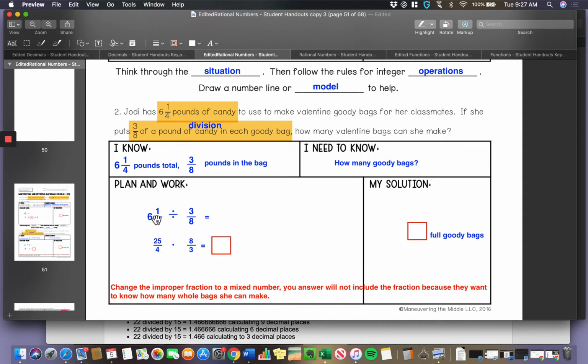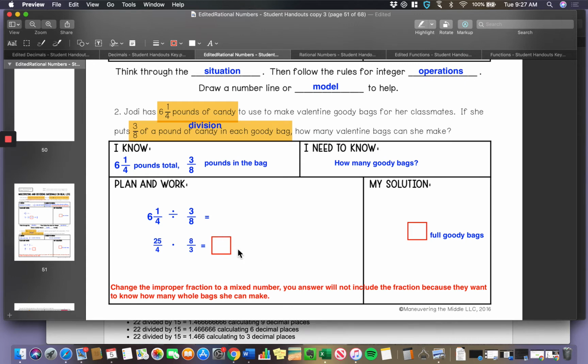So it's keep the first fraction, change the sign, and flip your second fraction. Keep, change, flip. And again, you're going to be multiplying your numerators right across and your denominators right across. Now, I wrote a note down here. What you're going to end up getting if you do convert your improper fraction to a mixed number, all right?